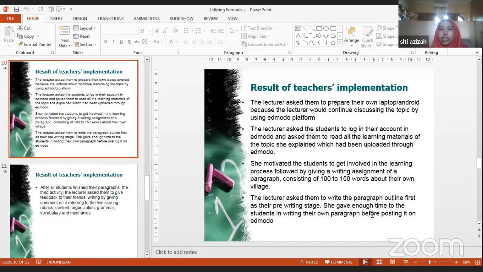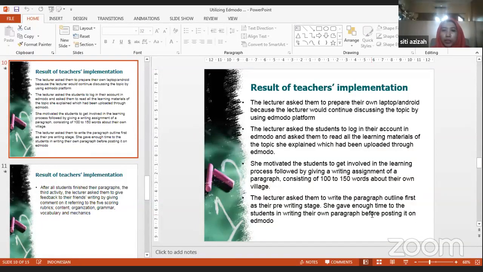And the result of teachers' implementation, the lecturer asked them to prepare their own laptop or their own Android, because the lecturer would continue discussing the topic by using the Edmodo platform. The lecturer asked the students to log in to their accounts on Edmodo and to read all the learning material of the topic she explained, which had been uploaded to Edmodo.